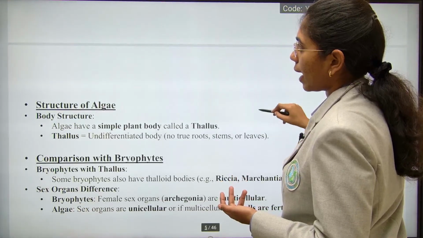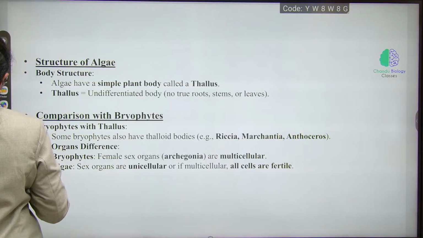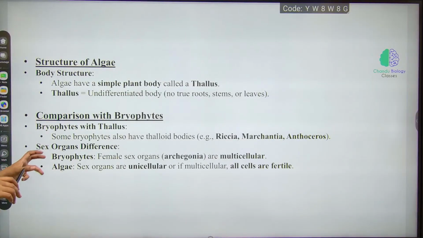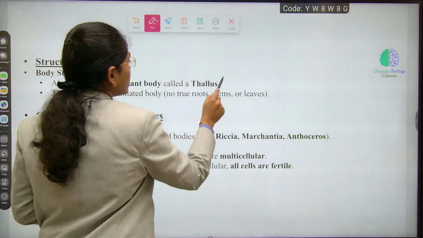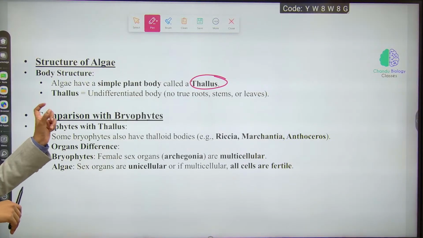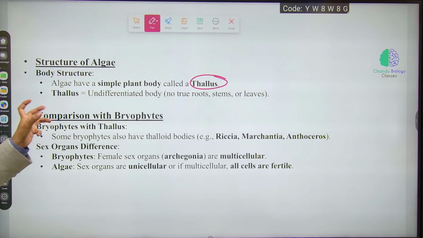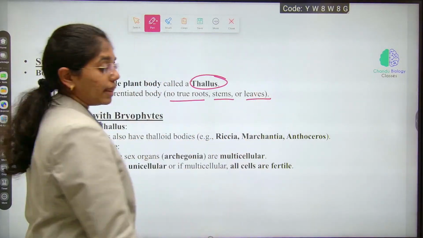Structure of algae. The body structure of algae is a simple plant body, that is a thalloid plant body, which is thallus like. Thallus is an undifferentiated body, where there is no root, stem or leaves.